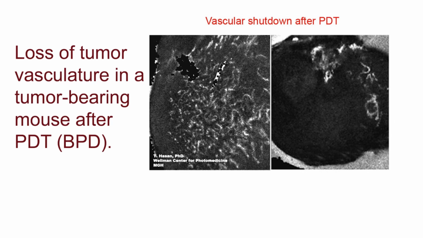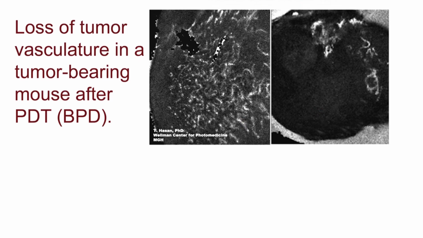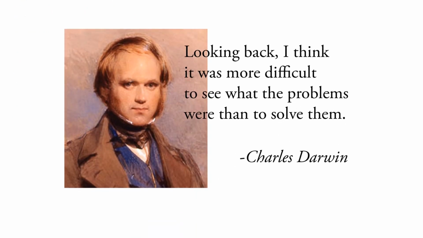This is an image showing the great effect on the tumor vasculature by photodynamic therapy. This image was collected by Dr. Hassan at the Wellman Institute for Photomedicine, and we see that a very significant shutdown of the tumor vasculature occurs as soon as the light is turned on. This statement by Darwin does sum up our experience with photodynamic therapy. Once we identify the problem, we can set about solving them.